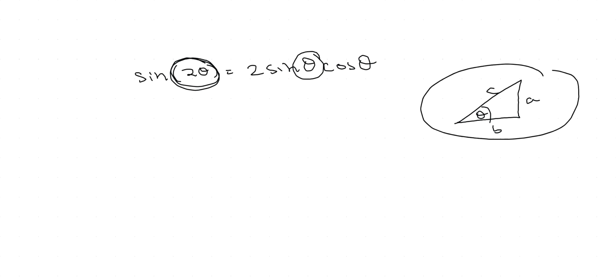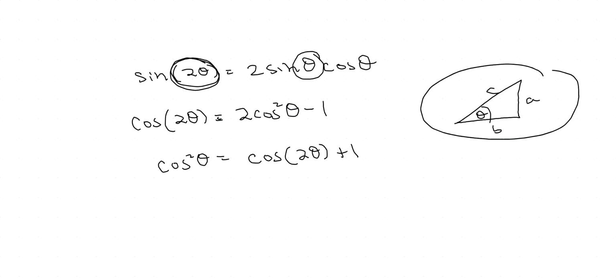The other one I have is another double angle identity, and that is cosine 2 theta equals 2 cosine squared theta minus 1. You can use it if you have cosine 2 theta and you want just theta. But it's also useful because if I solve for cosine squared theta, I can add 1 to both sides and divide by 2. If I don't want something squared, I can rewrite it this way. So that's another useful tool.